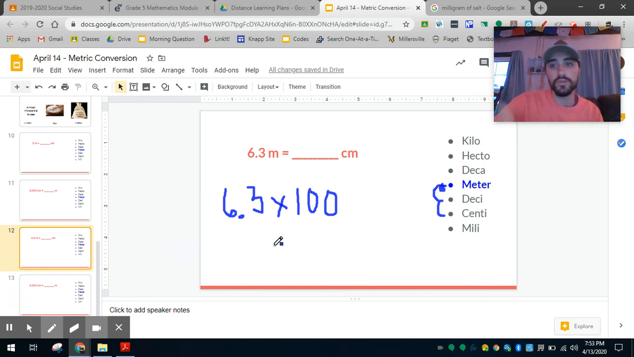Again, you can do this on your calculator, or you can do it with our decimal rule. For now, we're going to go with calculator. So 6 3/10 times 100 is going to be 630. 630 centimeters. And we could just do that on our calculator for now.